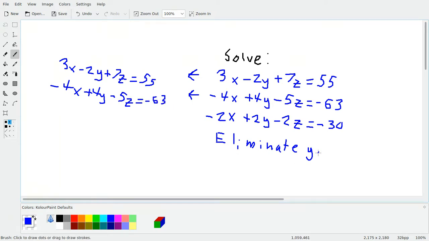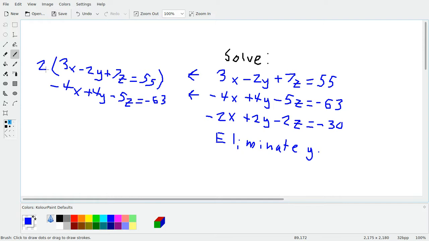If we are going to eliminate y, we need to have opposites as coefficients, or the numbers in front of the y's. So we somehow need to change this negative 2 into a negative 4, which will then eliminate with a positive 4. To change the negative 2 into a negative 4, we need to multiply everything in that top equation by a positive 2.